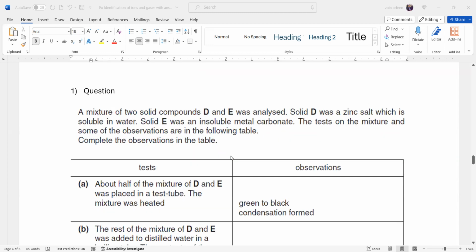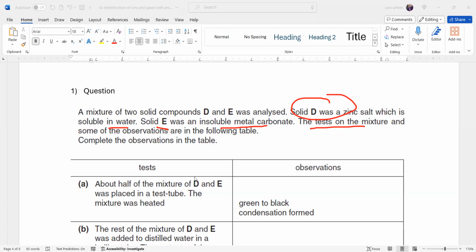Now, we have the first question. We have a mixture of 2 solid compounds, D and E. Solid D was a zinc salt. So D is a zinc salt, which is soluble in water or dissolved in water. And solid E was an insoluble metal carbonate. So there is a carbonate ion, but which metal is with carbonate, we don't know. Tests on the mixture and some observations are in the following table. Complete the observations.